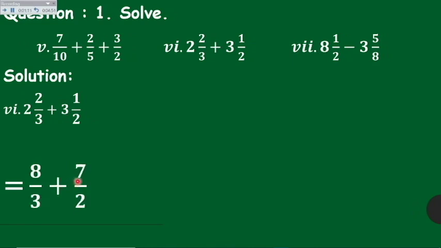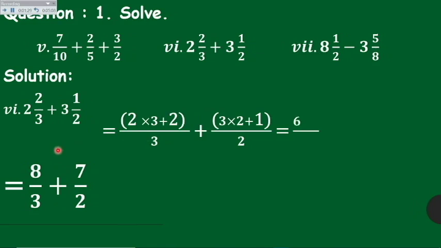Maybe you have doubts, or if you missed the last class, I want to explain once again how we have to convert the mixed fraction into improper fraction. See, I have given the solution here. First we multiply the denominator with the whole number. This is the denominator 3 and this is the whole number. We multiply these two numbers, then whatever answer we get, we add with the numerator. 2 multiplied by 3 plus 2, and here we do the same thing, 3 multiplied by 2 plus 1.